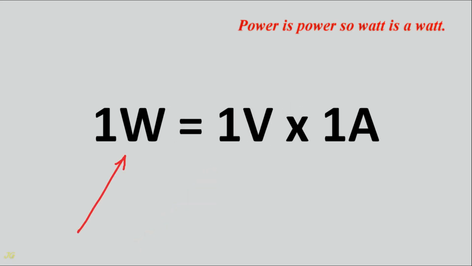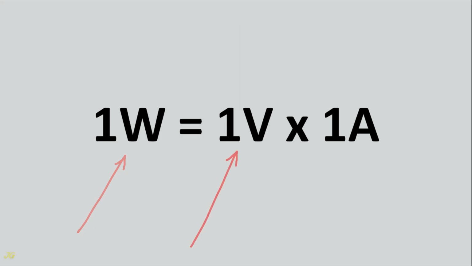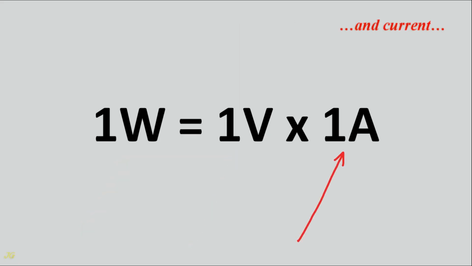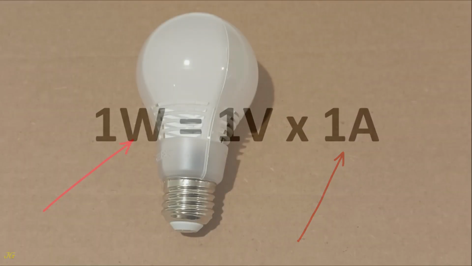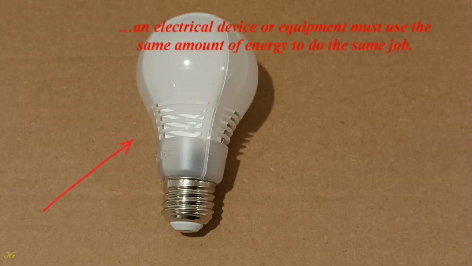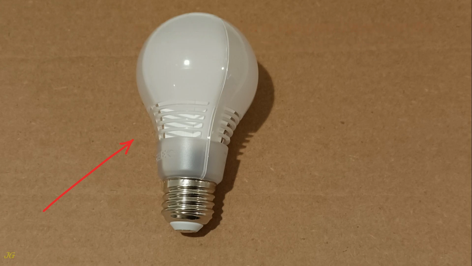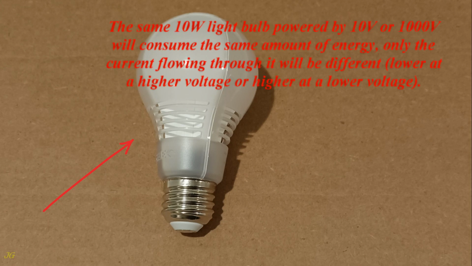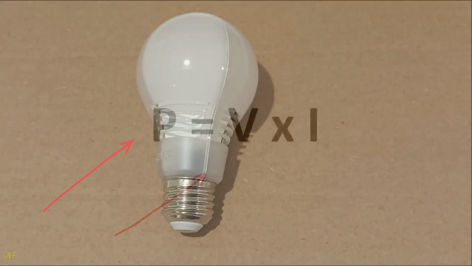Power is power, so a watt is a watt, regardless of voltage and current. An electrical device or equipment must use the same amount of energy to do the same job. The same 10 watt light bulb powered by 10 volts or 1000 volts will consume the same amount of energy, only the current flowing through it will be different, lower at a higher voltage or higher at a lower voltage.